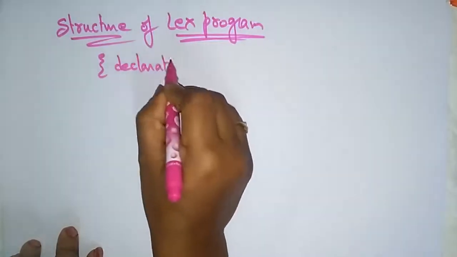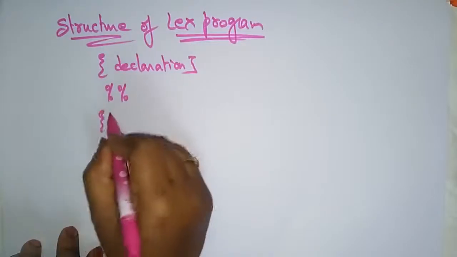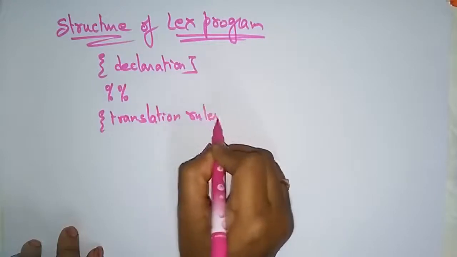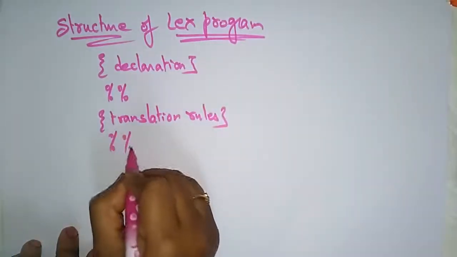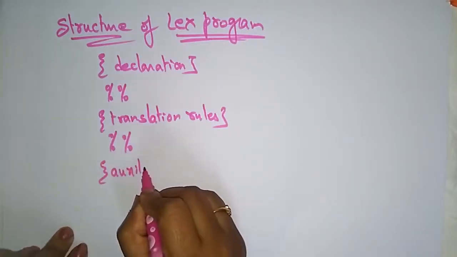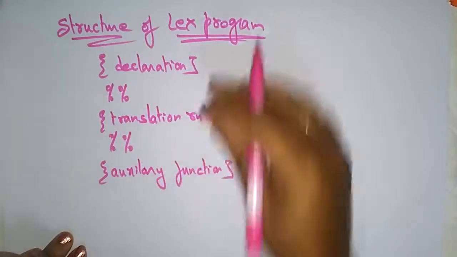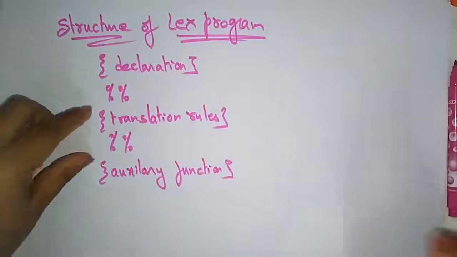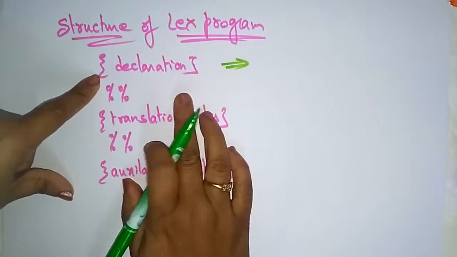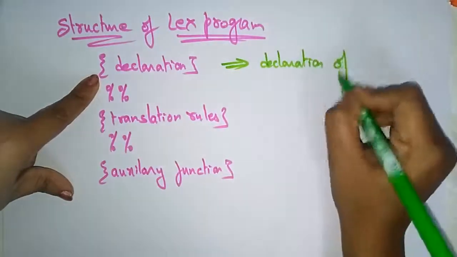Declaration is one section, and the next section is the translation rules, and the third section, total 3 sections will be there, is the auxiliary functions. So this third section is an optional one. So total 3 sections will be there. Okay, so the declaration section, what does this declaration section consist of? It declares all the variables, the declaration of variables.